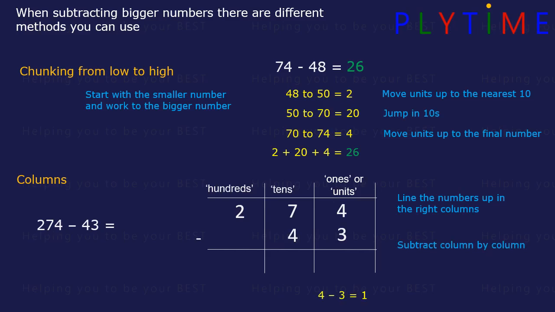In the ones, 4 minus 3 equals 1. Then the next, 7 minus 4 equals 3. And finally, 2 minus 0 equals 2. So our answer equals 231.